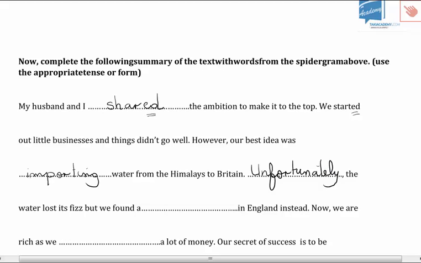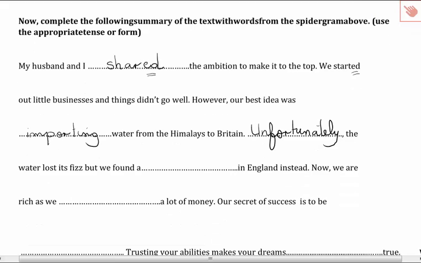But, okay, it means this is contrast and there are good news, but we found what in England instead? I'm speaking about water. From where will they get the water? From a spring in England instead. Now we are rich. So if we are rich, actually, this is because we made a lot of money. So to make a lot of money, to make money is an expression.